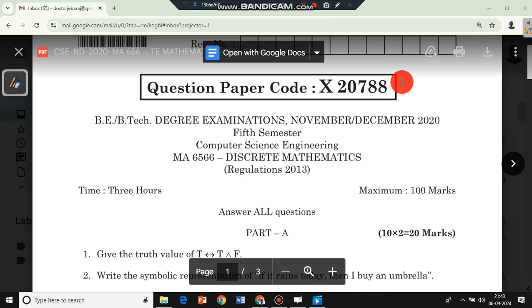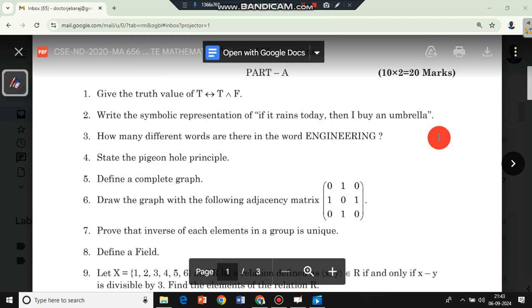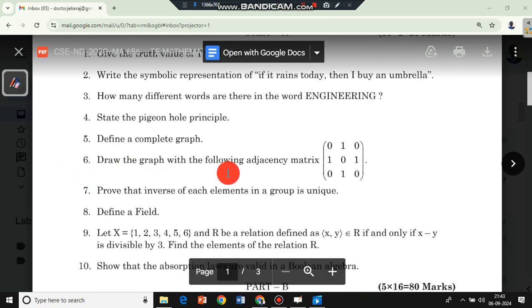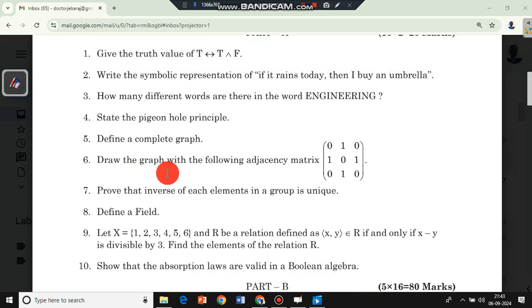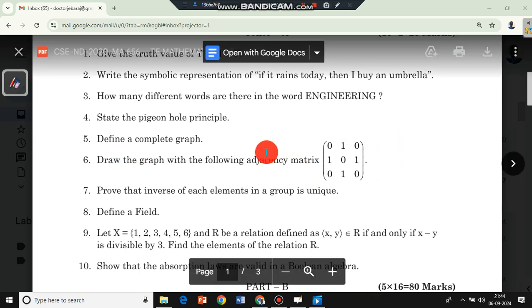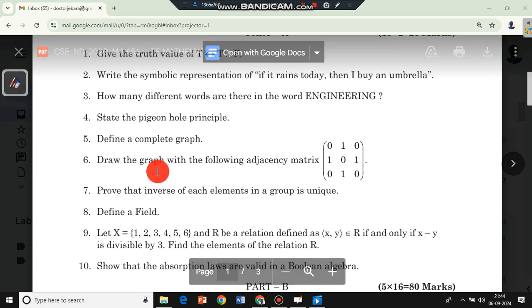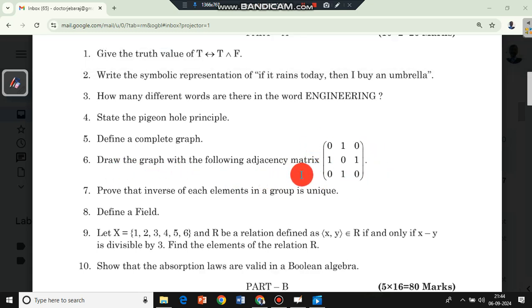Okay, and I will take another question from the same university question, Anna University question. Now consider this question. Draw the graph with the following adjacency matrix. So what is given here? A matrix is given, and we have to make a graph corresponding to this particular matrix. We have to transform this matrix into a graph. That we will do now.